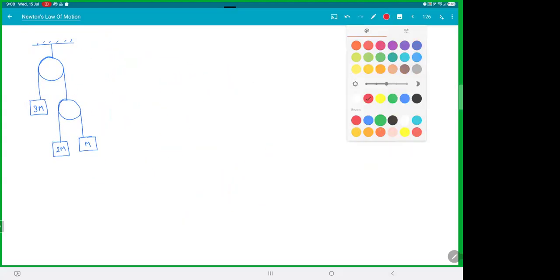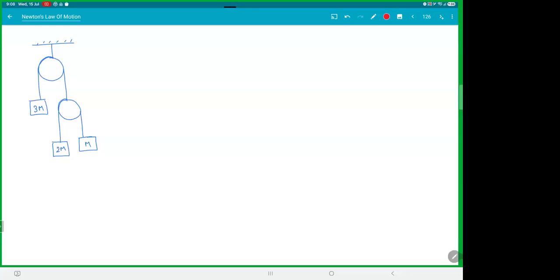Step 1, choose your system. 3 blocks. Draw tensions and weights. Tension, mg, tension, 2 mg. This has 2 tensions, so this becomes 2T. This is 2T. This is 3 mg.